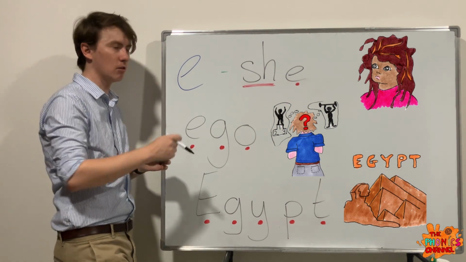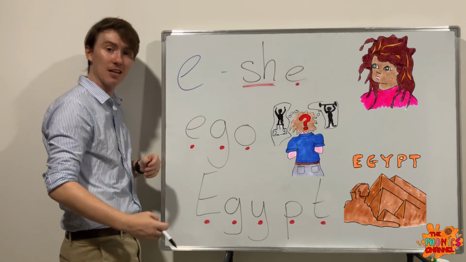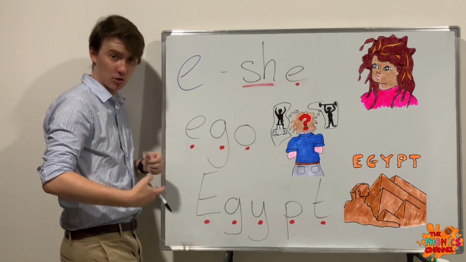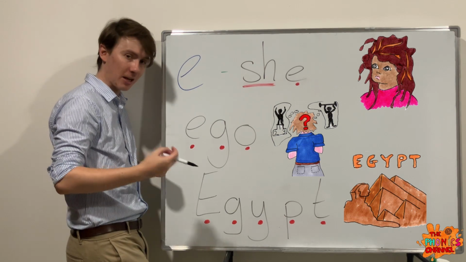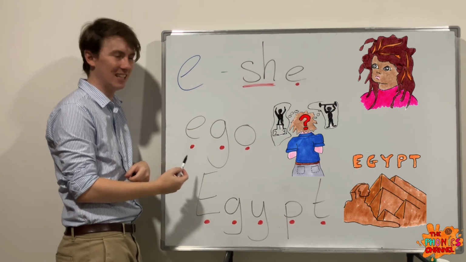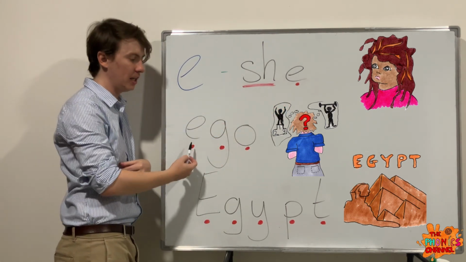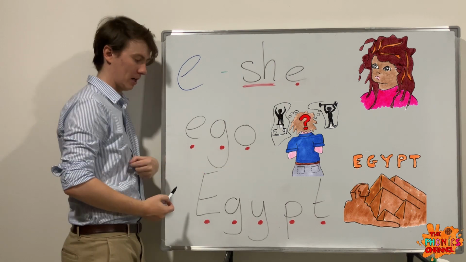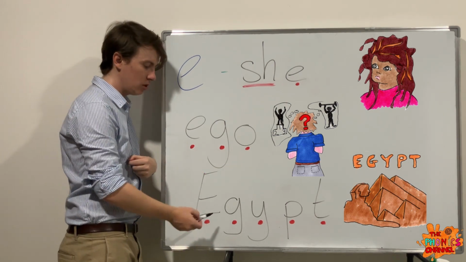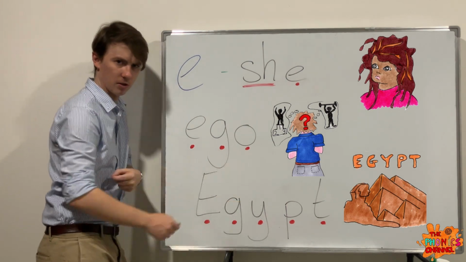Okay, so let's go through our sounds and words again together. Say them with me to practice your pronunciation. That would be great. E, E, she, sh-e, she. Ego, ego, ego. And Egypt, E-J-I-P-T, Egypt. Very unusual word, that one.